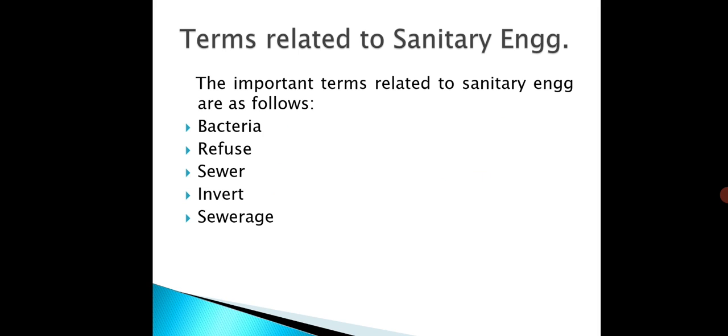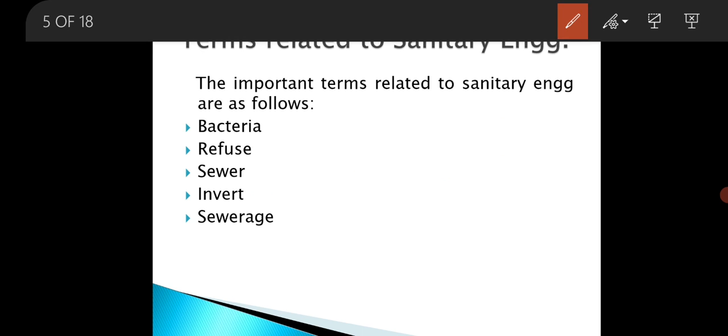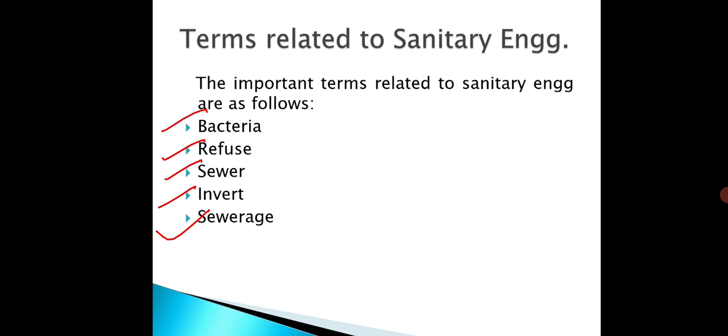Next, we will discuss some terms related to sanitary engineering. The various terms are divided into the following categories, that is bacteria, refuse, sewer, invert and sewerage. Now we will discuss in detail these terms.